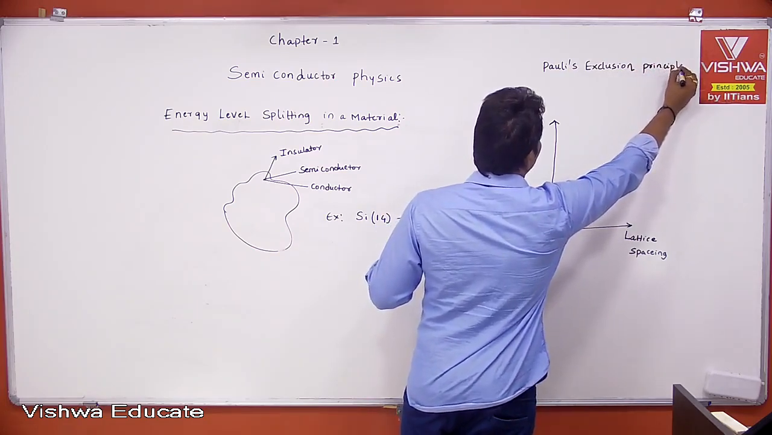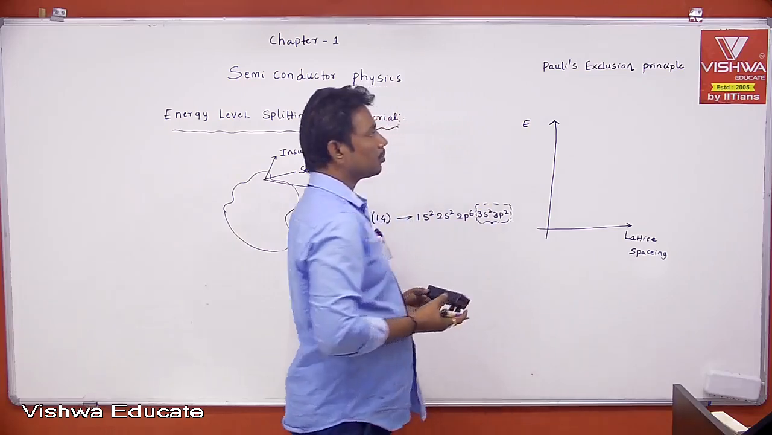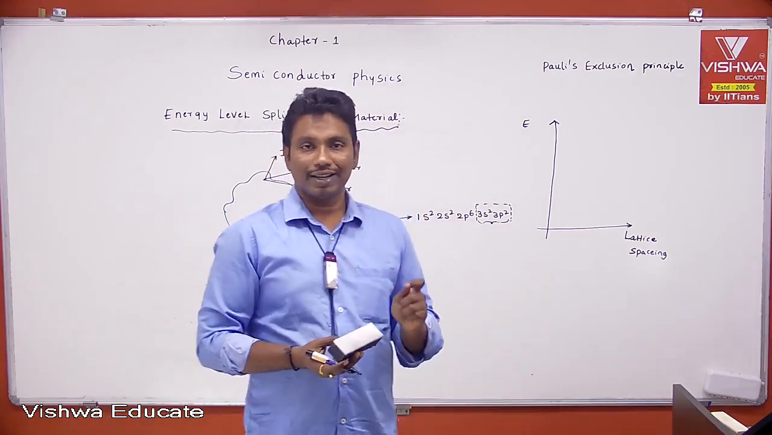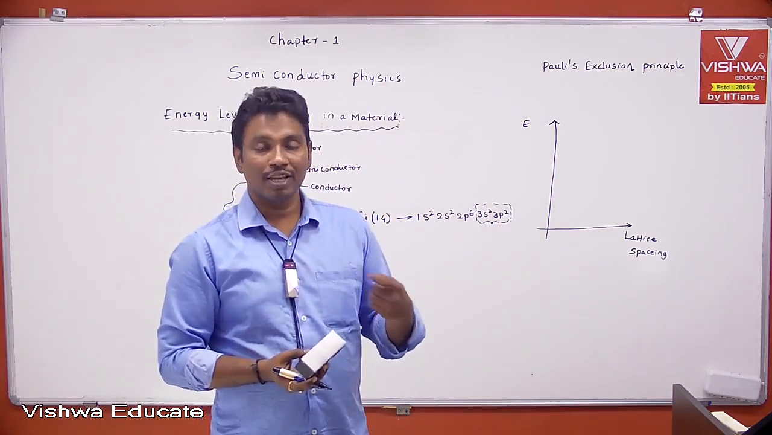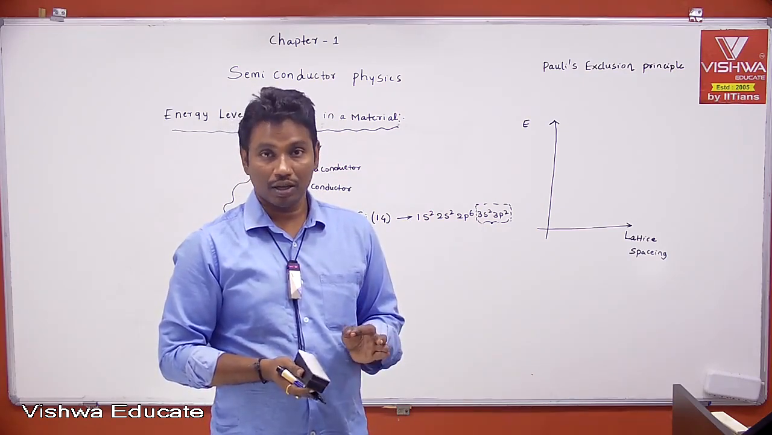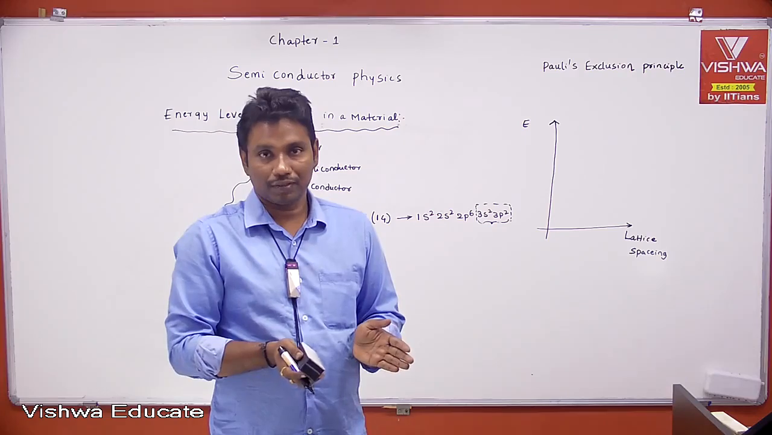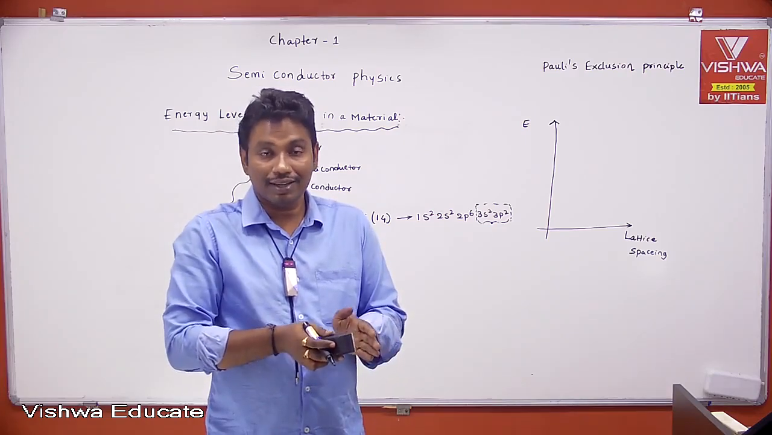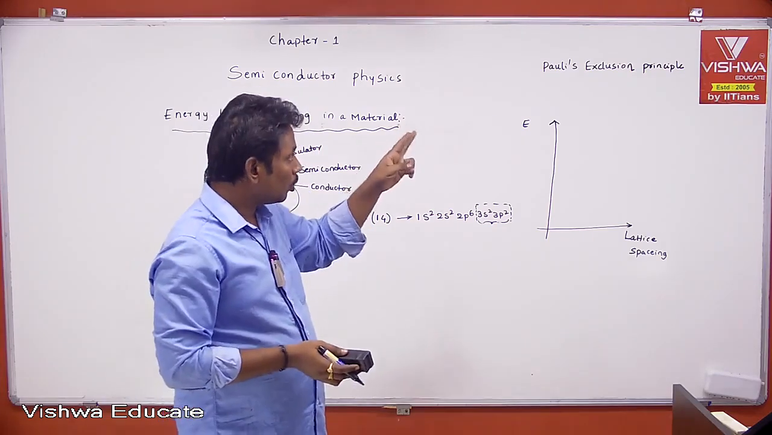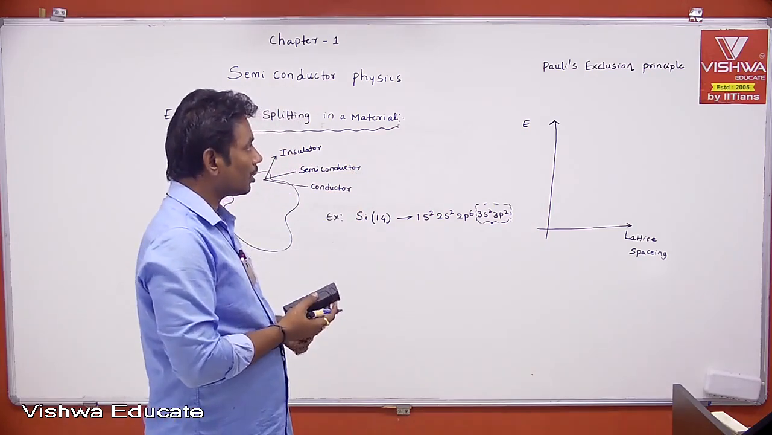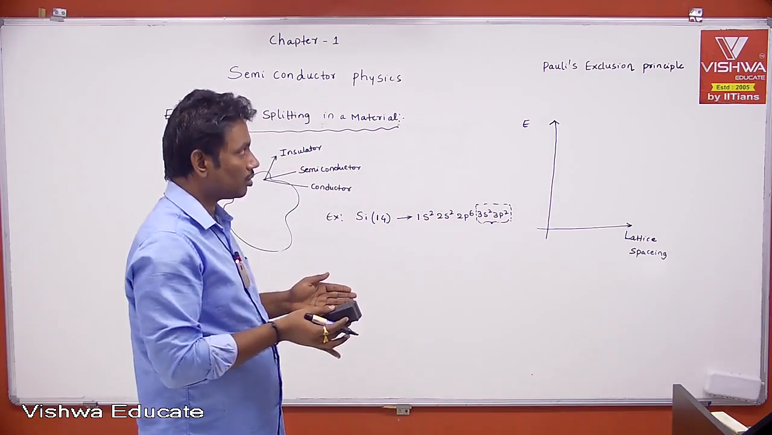What is Pauli's exclusion principle actually? No two electrons in an electronic system can have the same amount of energy. That means all electrons have distinct energy levels. Am I correct or not? All electrons have distinct energy levels. To obey this principle, all electrons can be split into multiple energy levels.